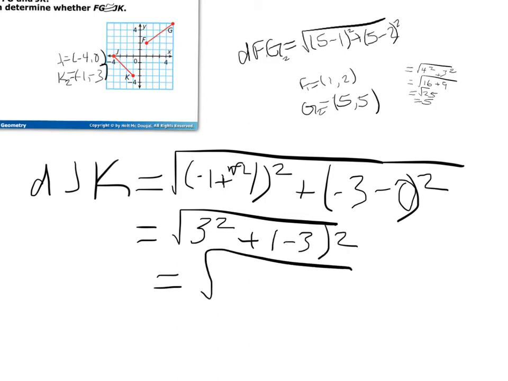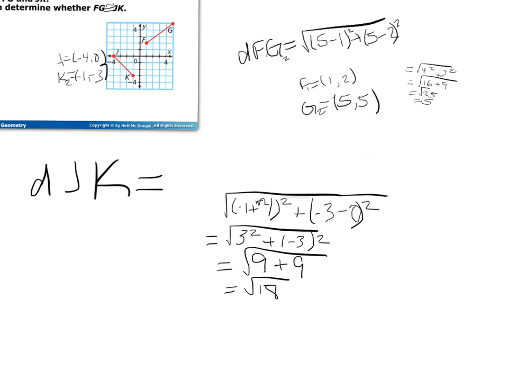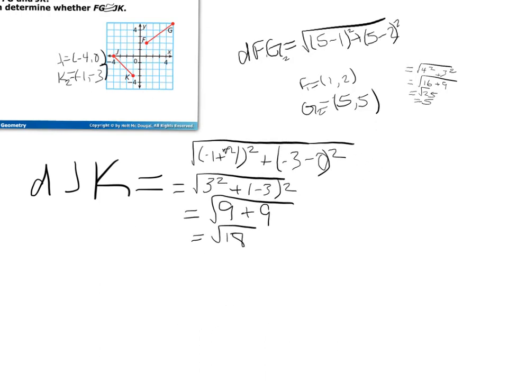So I get 3 squared is 9. -3 squared is also 9. So this becomes the square root of 18. I already know this is not going to give me 5, so they're not going to be congruent. But let me go ahead and reduce my radical, so we're getting in the habit of that. To reduce a radical, I need to find the perfect squares in 18 that will come out to be a perfect square.